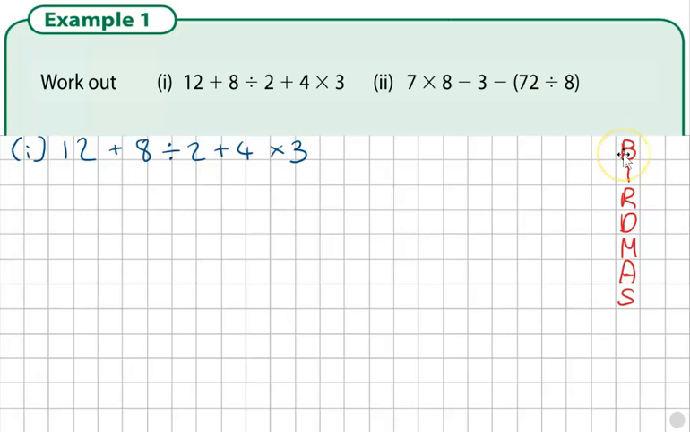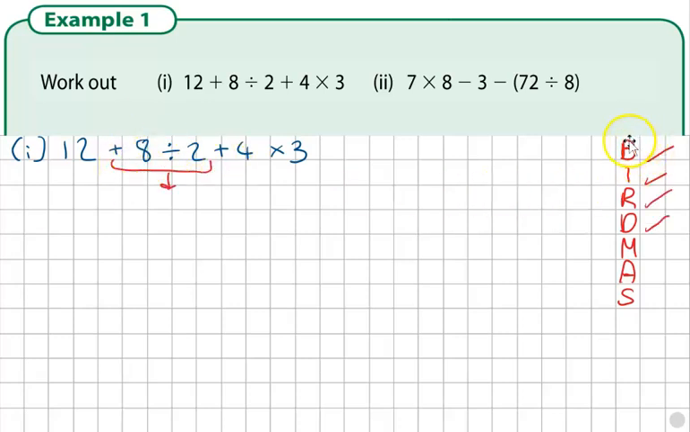So the B stands for brackets. Now we don't have any brackets, so I'm going to tick that off so I can skip on from that. And the I stands for indices or powers, and I don't have any of those either, so I can skip that. The R stands for roots. I don't have any roots. The D stands for division. I do have division. I have 8 ÷ 2.